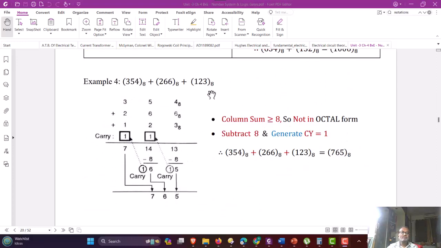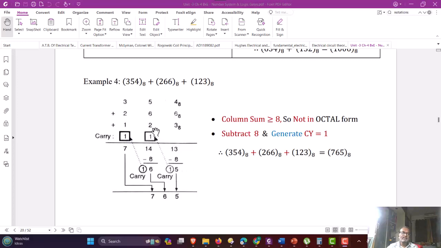Here three numbers octal addition is shown. The rule is the same again. Go on adding the digits column by column. Here, first column: 6 plus 4 plus 6 plus 3, total sum is 13. 13 is not an octal number. Therefore we will generate a carry to the next column and subtract 8 from it. So 13 minus 8 is 5 and the carry is considered here.